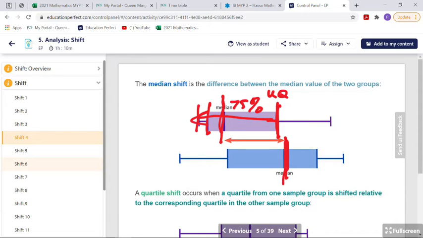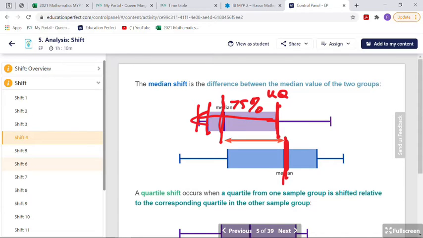Okay? So what you're saying is that the median income for Wellington is above 75% of the incomes in Auckland, for example. In other words, that would tell you that the salaries in Wellington tend to be much higher, right? It's not true, but there you go. Just that example. All right.